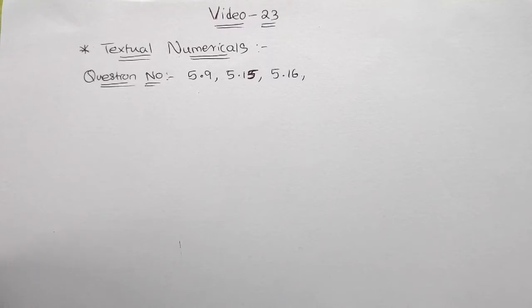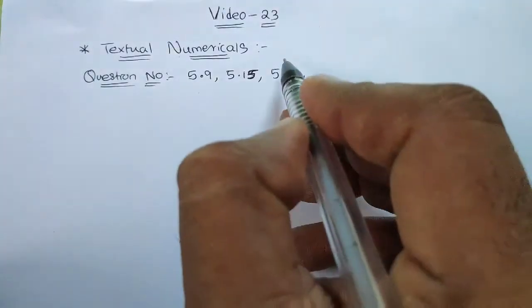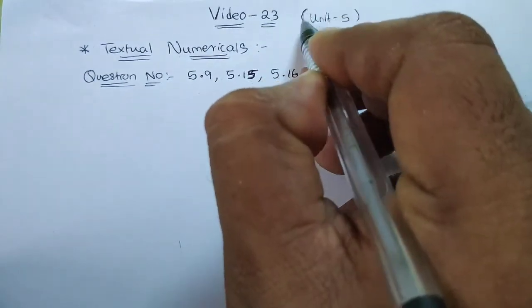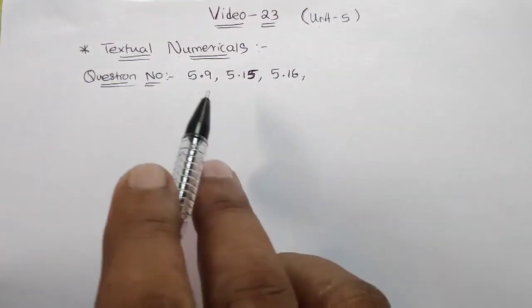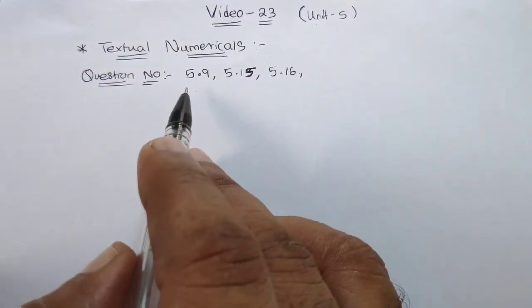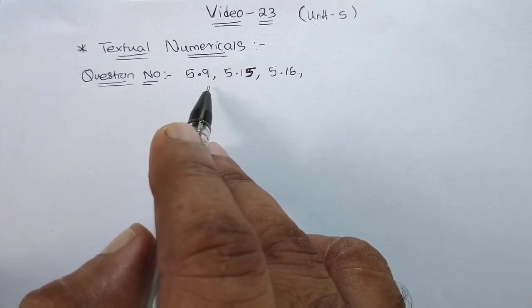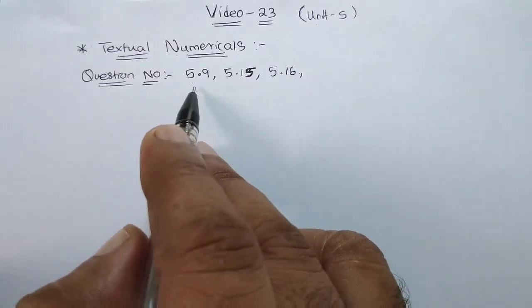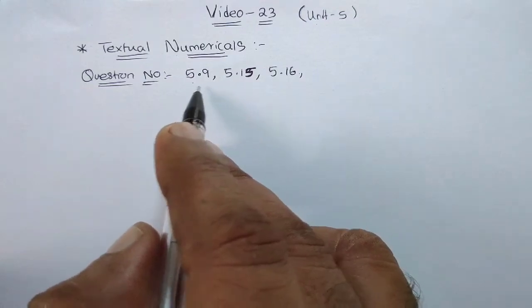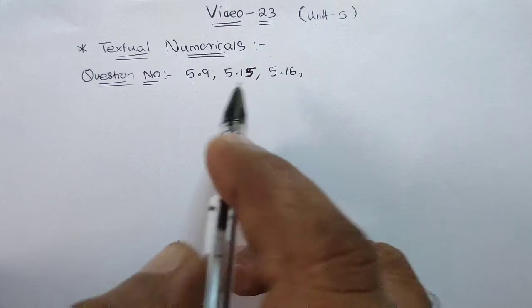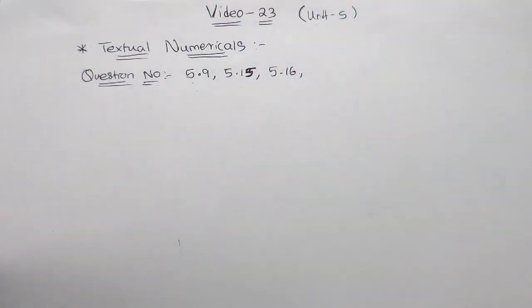Today in video 23 of Unit 5, States of Matter, we are going to discuss textbook numericals. I think 5.9 was left out to be solved, and some students must have difficulty in this, so first we'll solve this, and then 5.15, 5.16. Like this we will solve the numericals one by one.